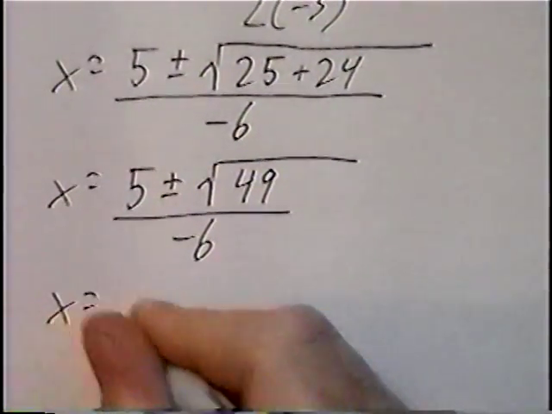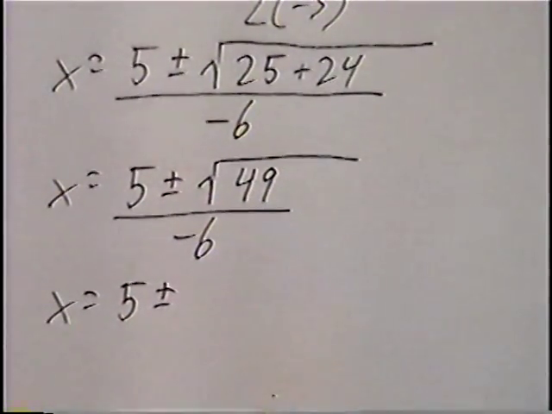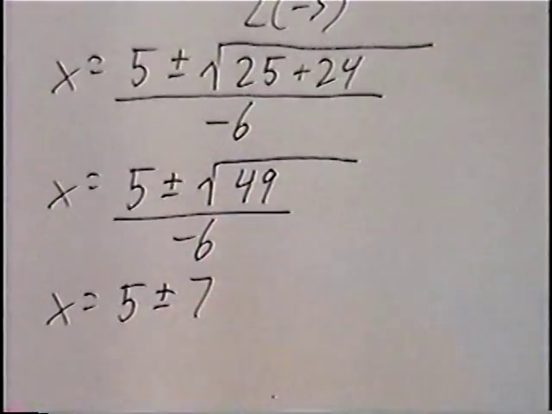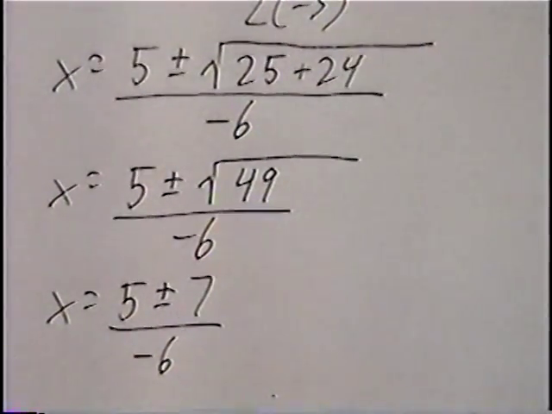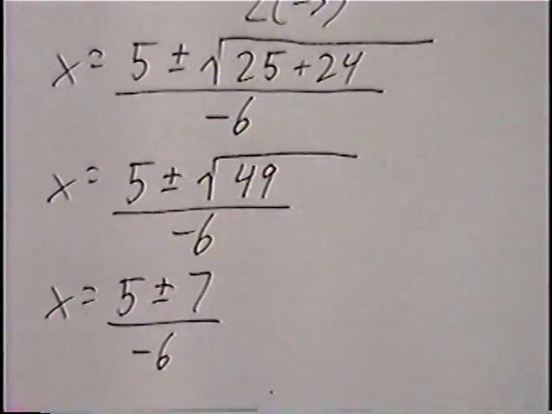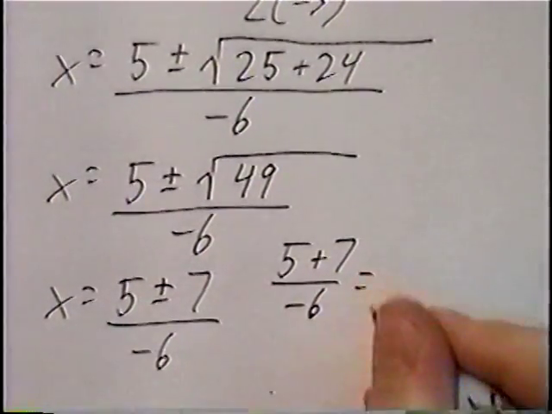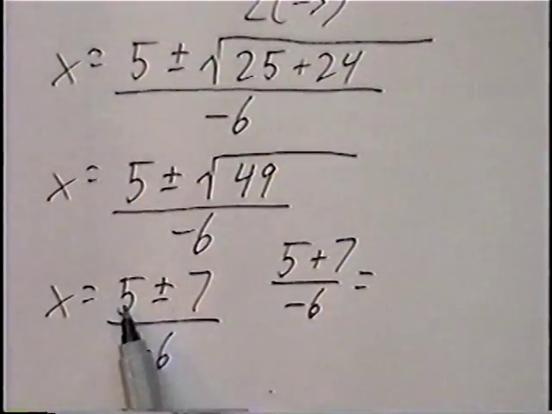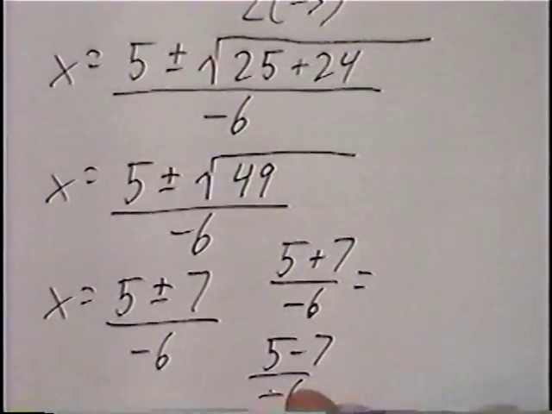X equals 5 plus or minus the square root of 49, which is 7, all divided by negative 6. From here we can get two answers. The first answer would be 5 plus 7 divided by negative 6. And the second answer would be 5 minus 7 divided by negative 6.